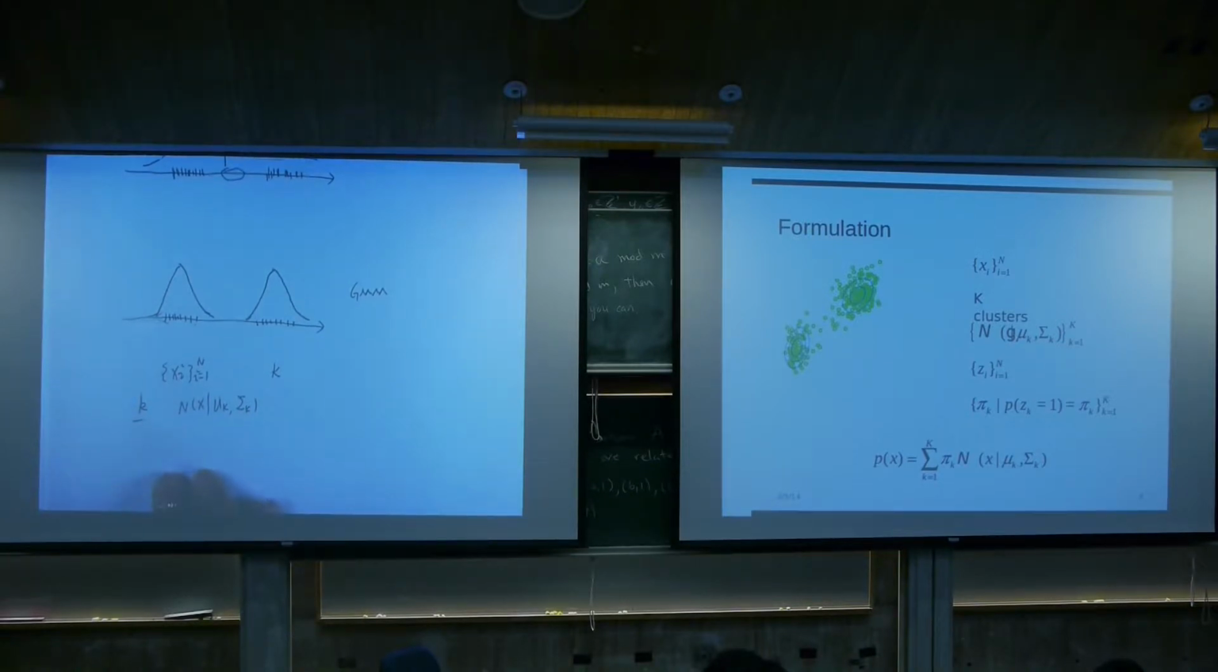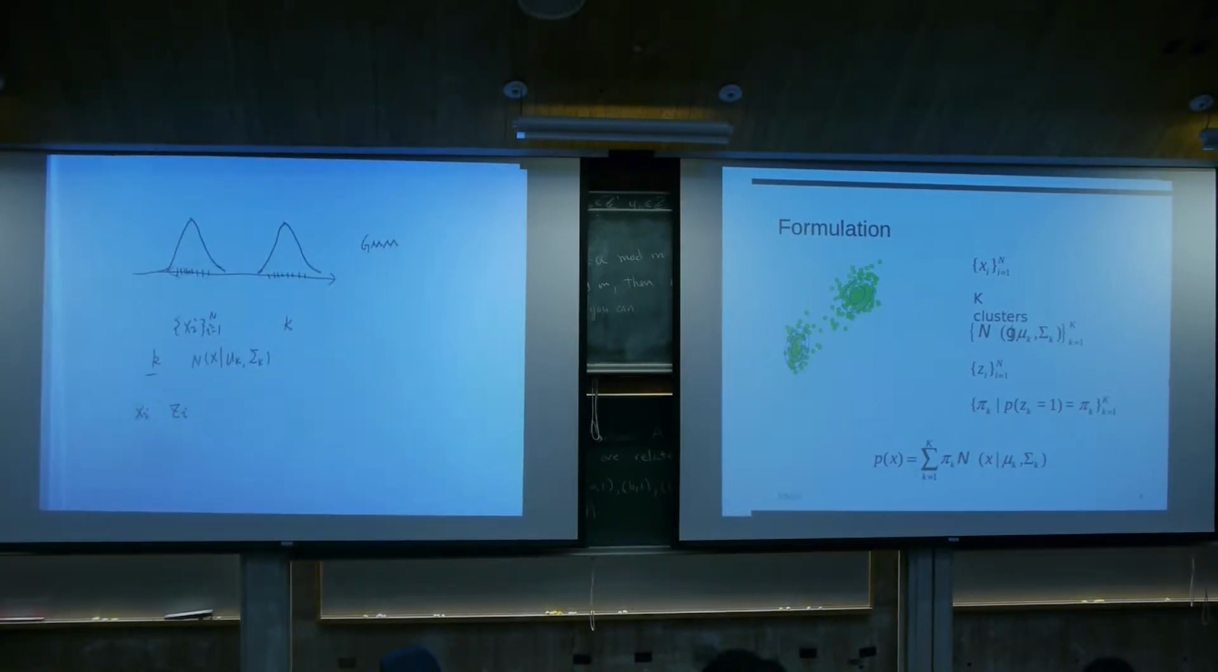Now we make an assumption that for each point x_i, we have an indicator z_i. z_i is a multinomial variable which can take a value from 1 to K. So if z_i equals 3, it means that this point x_i is coming from the third cluster. If z_i is, say, 5, point x_i is from cluster 5.